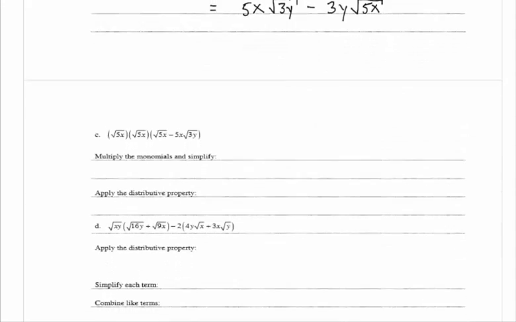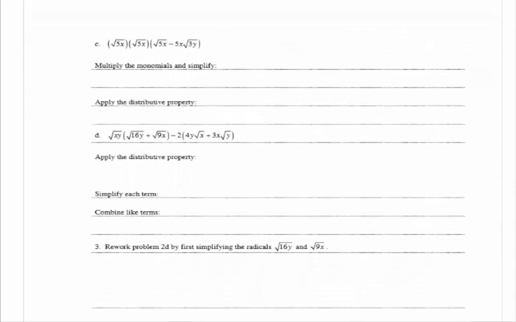In C, we have the square root of 5x times the square root of 5x times the square root of 5x minus 5x times the square root of 3y, and we want to multiply the monomials and simplify.